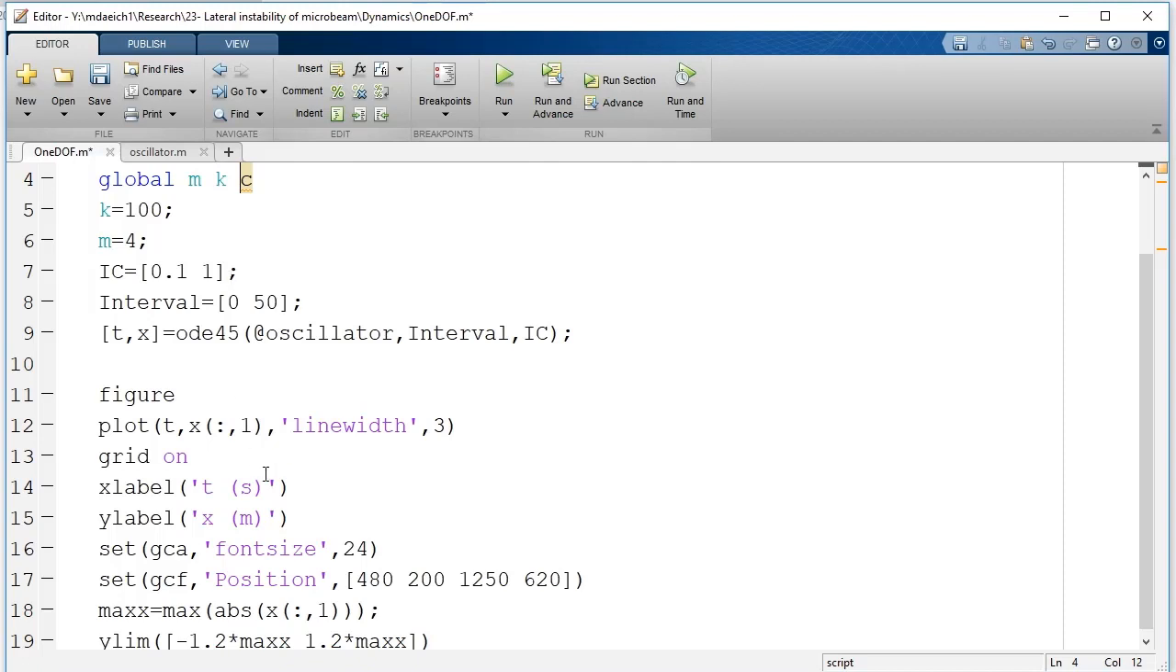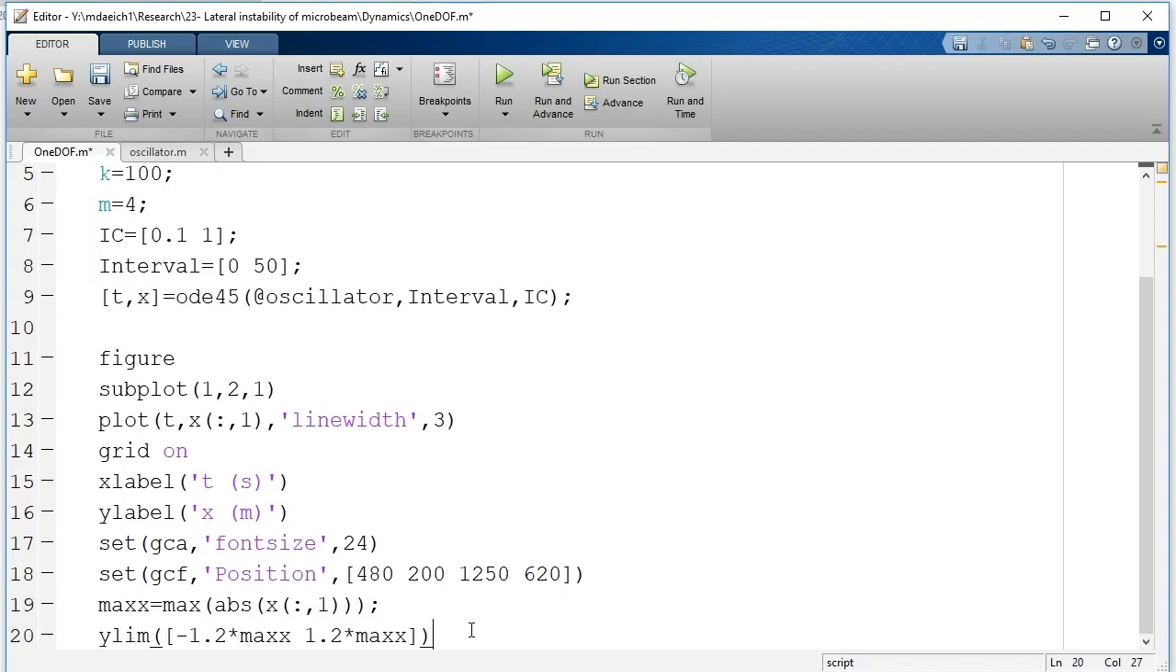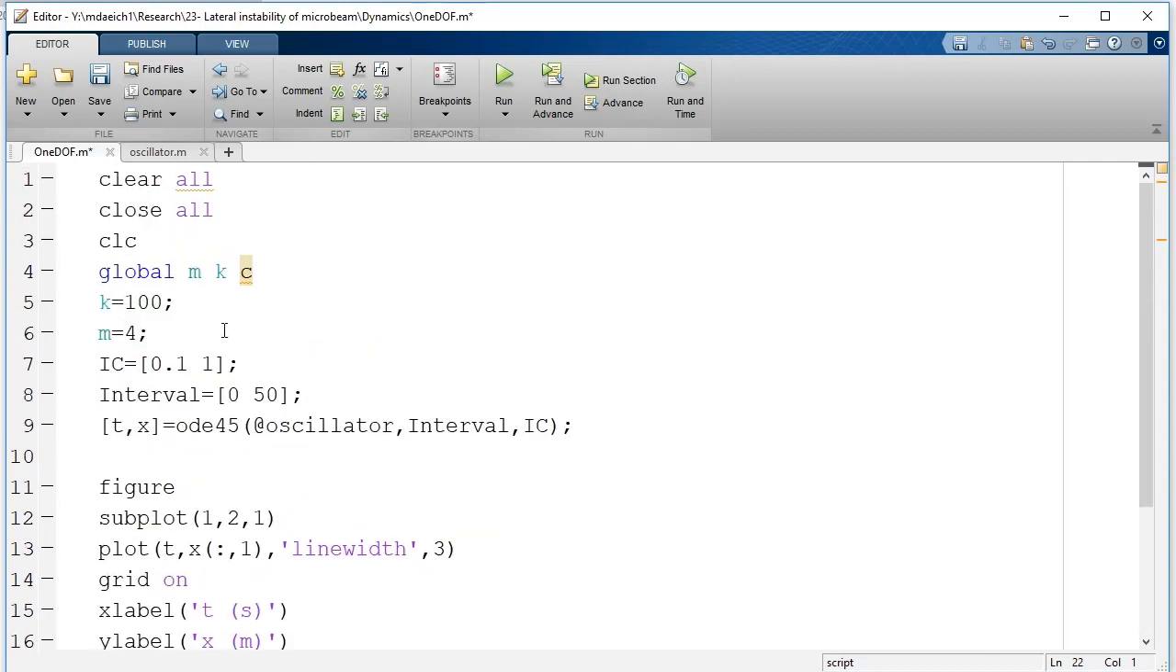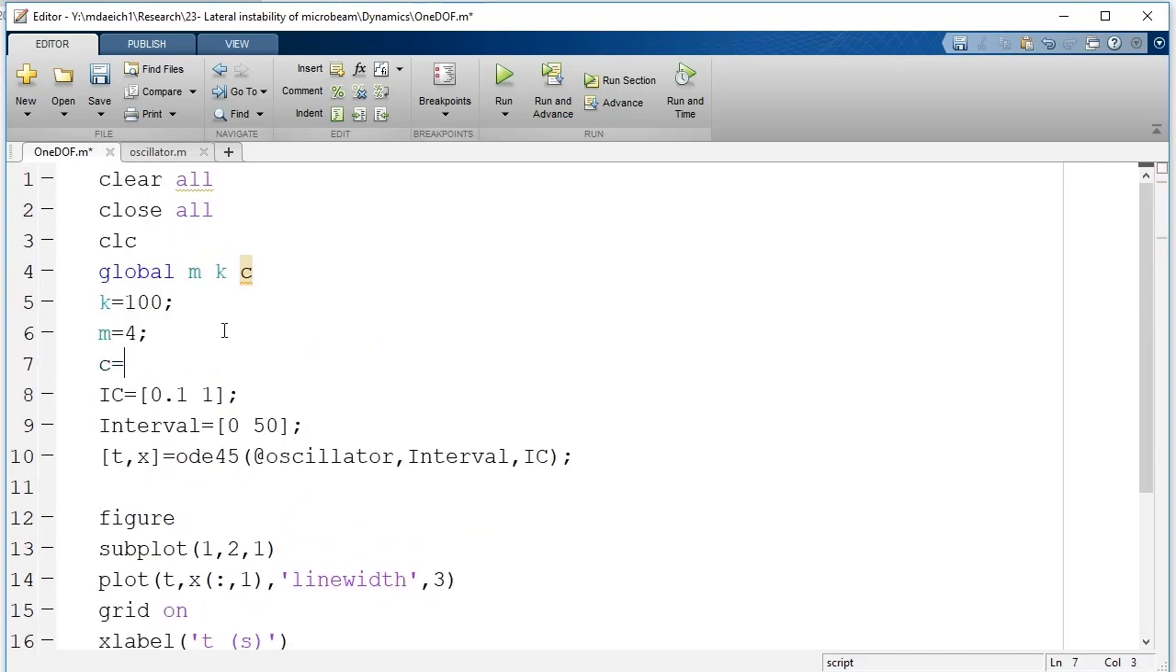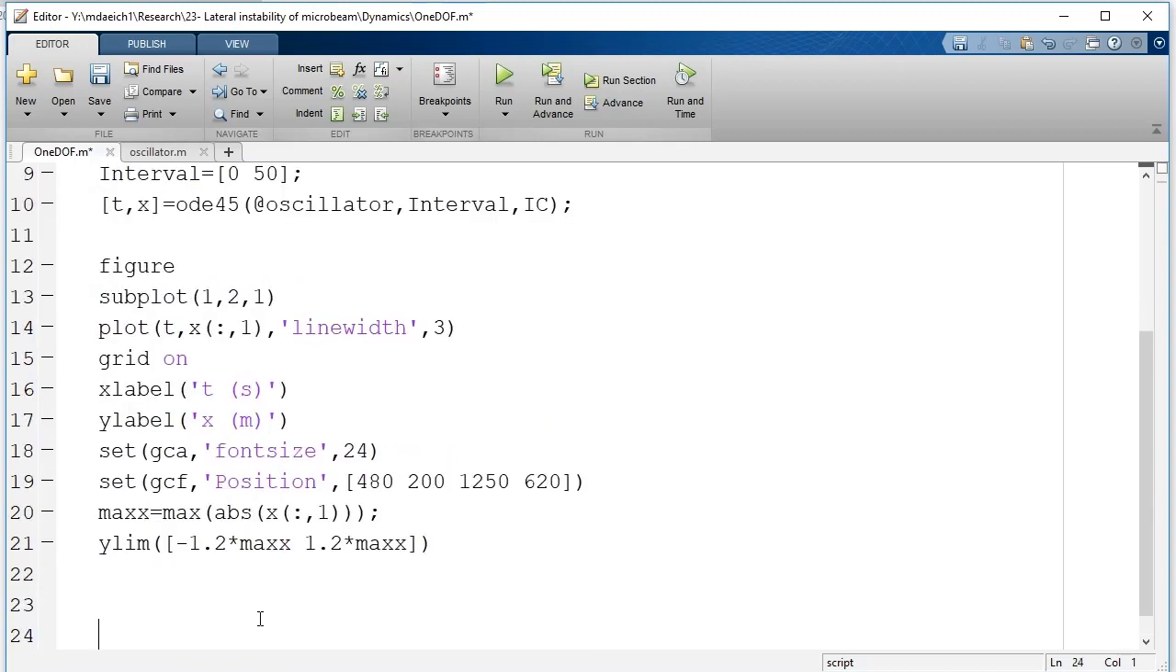Let's actually solve this equation for two values of c and see what we get. So this is the first figure. For example, let's make this a subplot here. Let's say we want to have two plots side by side, so one row, two columns, and this is the first plot. Here I define, for example, c as 1. And then for the second plot, I change the value of c to 5, for example.